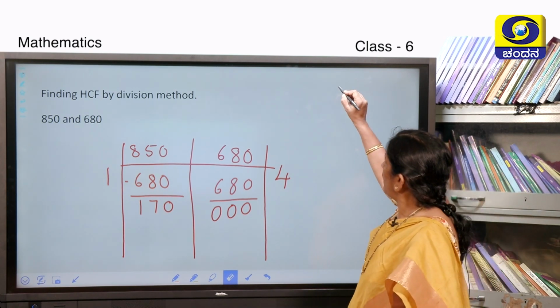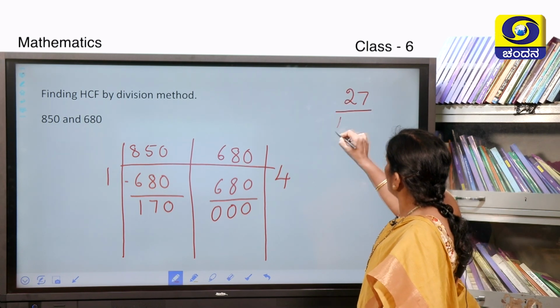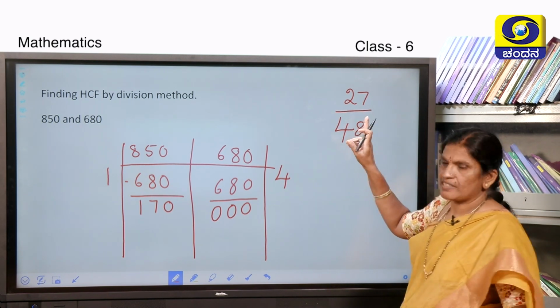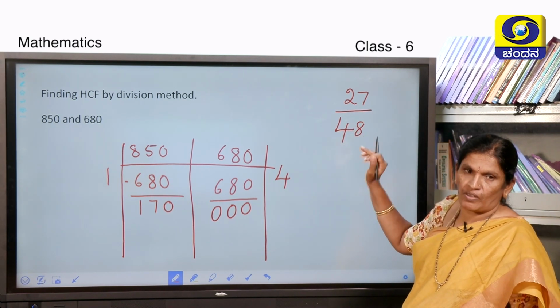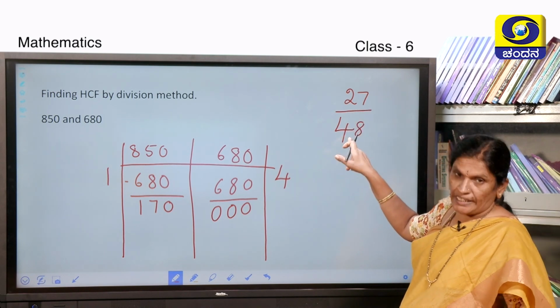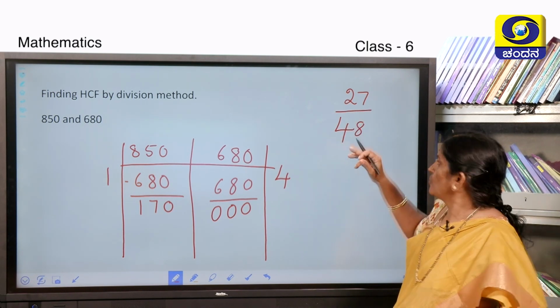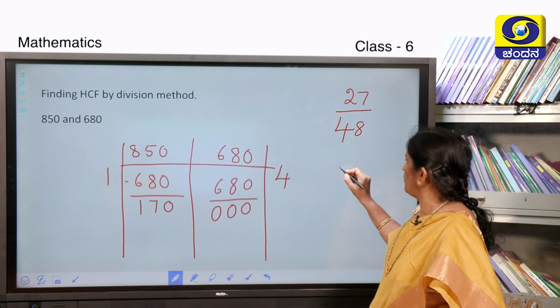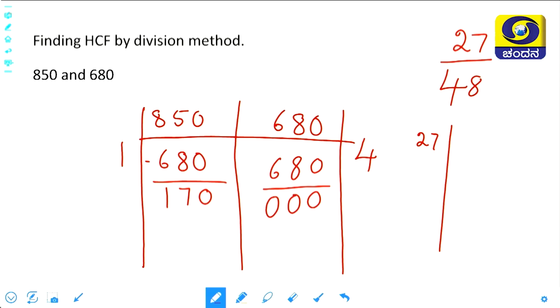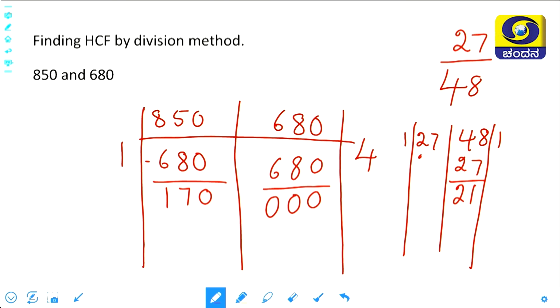See, for example, I will take 27 by 48. This fraction, this is a proper fraction, we need to keep in simplest form. So, by which number can you divide these two numbers to keep it in simplest form? So, here I will use this division method, 27, 48. See, among these two, 27 is smaller, 27 ones are 27, remainder 8 minus 7, 1, 4 minus 2, 2. Again 21 ones are 21, 7 minus 1, 6, 2 minus 2, 0.